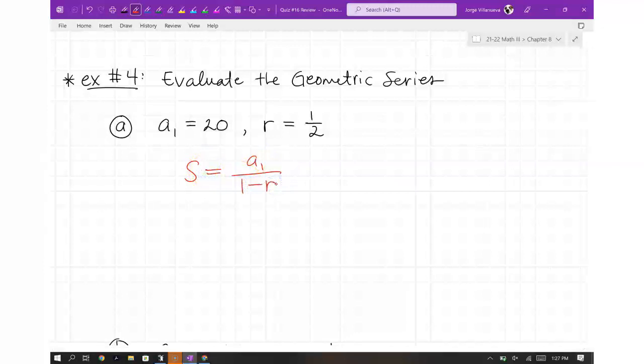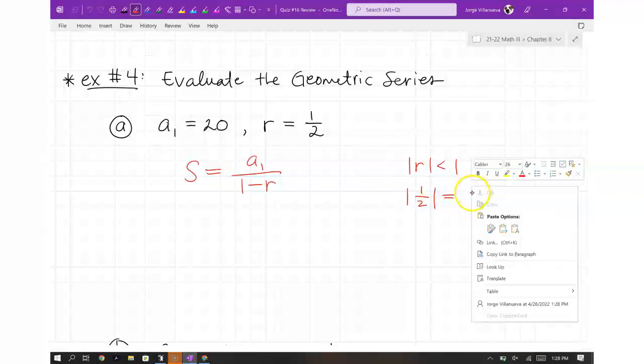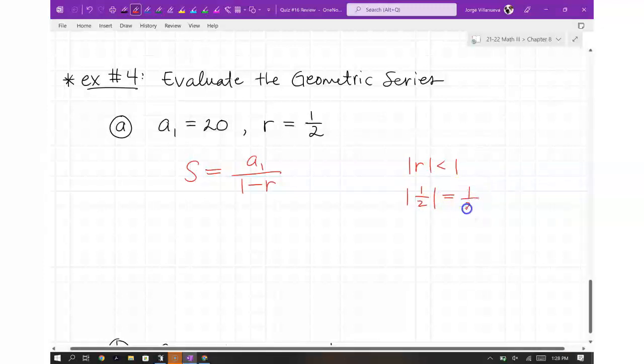But remember, before you do this, you got to make sure you have permission to use it. The way you check for permission is this little statement. The absolute value of r has to be less than 1. Well, the absolute value of r is half, so absolute value of half. What's the absolute value of half? Did I hear someone say it? Half, yeah. 1/2, right? So it's half, which is less than 1.